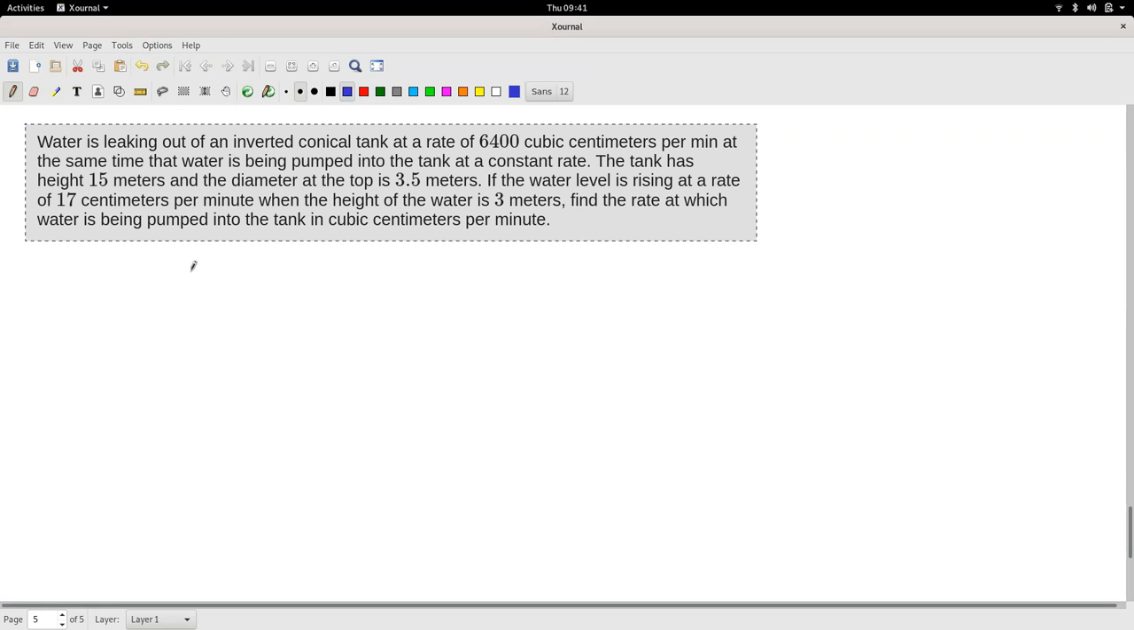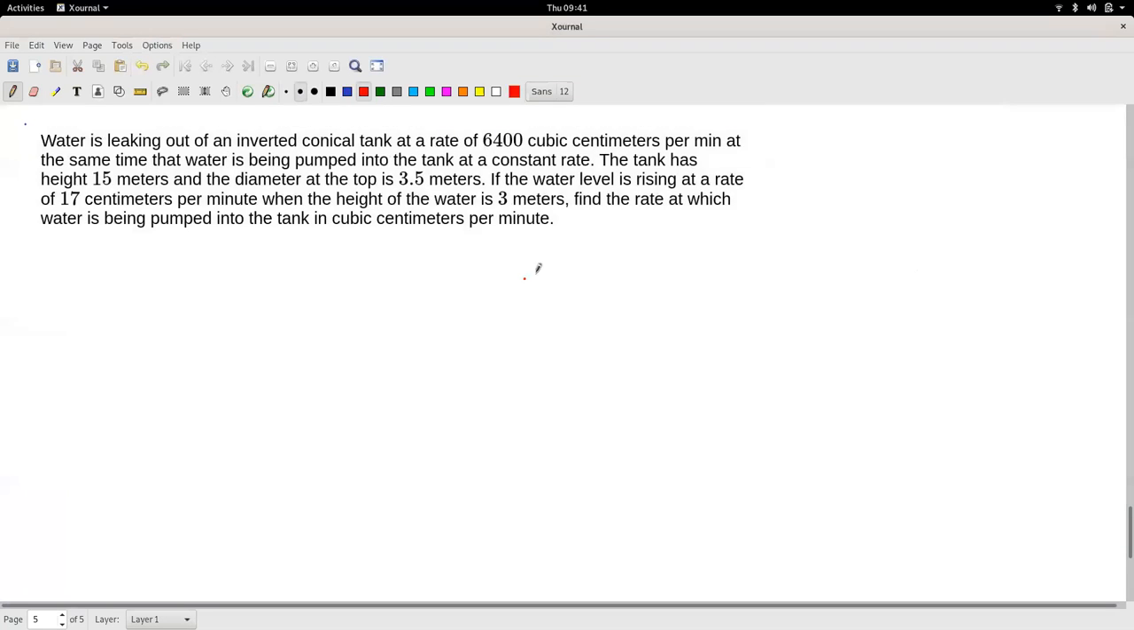All right, so for this one right here, we have water leaking out of an inverted conical tank at a rate of 6,400 cubic centimeters per minute. So cubic centimeters, I see that and I'm thinking, okay, that's a volume. So this right here, per minute, that is a dV dt. So you got to kind of take some notes as you go through it. Inverted conical tank, maybe we could draw that. So inverted conical tank, I'm assuming, looks like this.